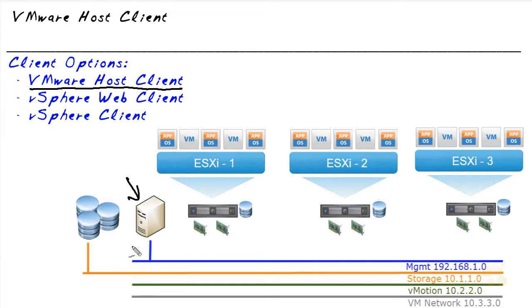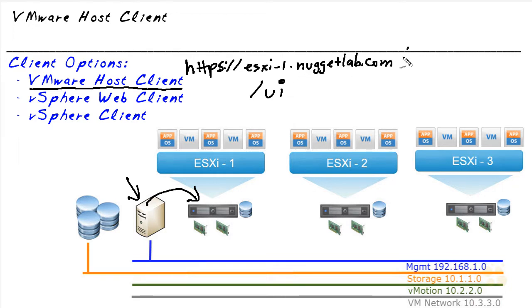We sit at our computer, our management computer, we open up a browser, and we connect HTTPS over to the IP address, or the name, if it's resolvable, of an ESXi host, /ui for user interface. So for example, if we're connecting over to ESXi 1, it would be https://ESXi-1.nuggetlab.com/ui. So we're using the browser along with HTML5 to connect directly to that ESXi host, at which point it'll ask us to authenticate with the user of root and the password we set up before it'll give us that access.